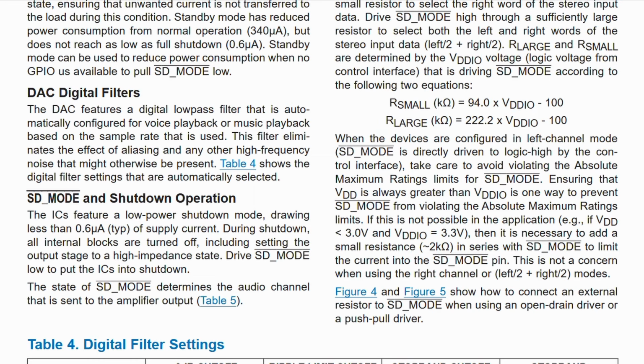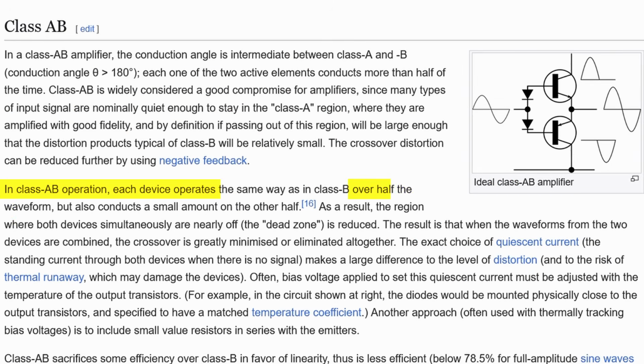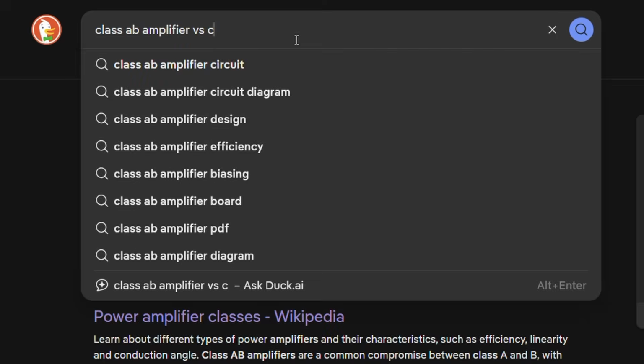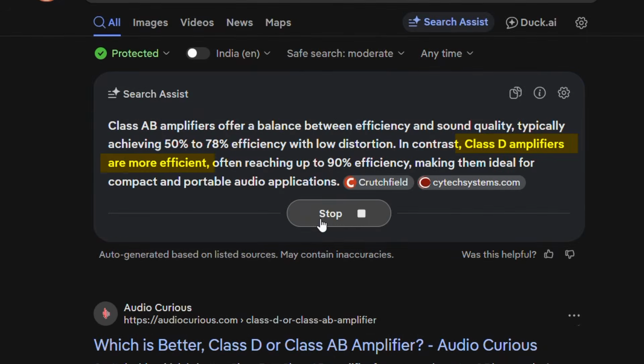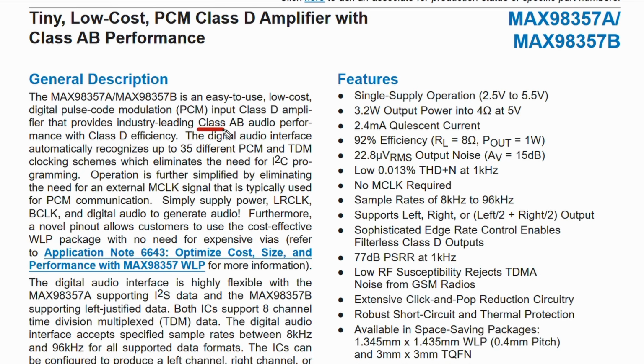The datasheet even provides resistor selection guidelines and you can calculate custom values based on your supply voltage. Coming to the amplifier, this is a Class D amplifier which uses high frequency switching of MOSFETs to efficiently drive the speaker. Compared to Class AB amplifiers, Class D has much higher efficiency, while Class AB generally has lower distortion. This chip tries to balance both using their proprietary approach.